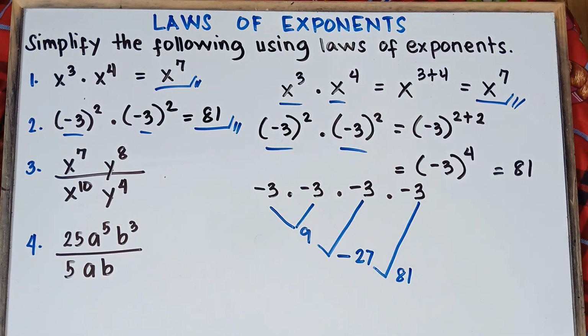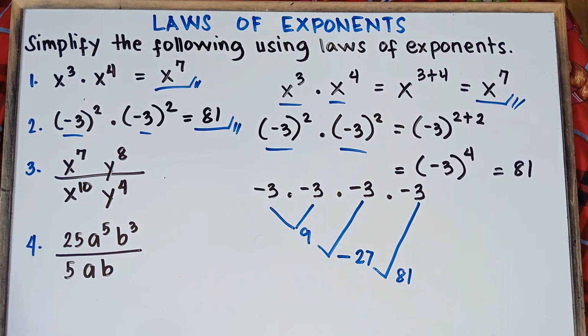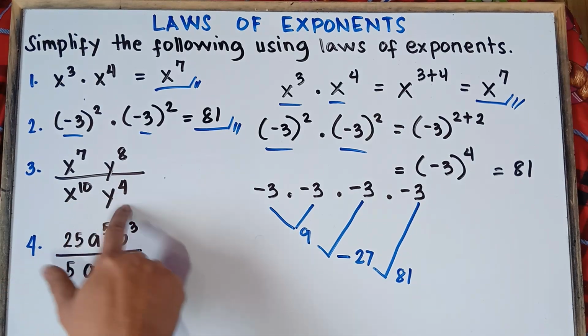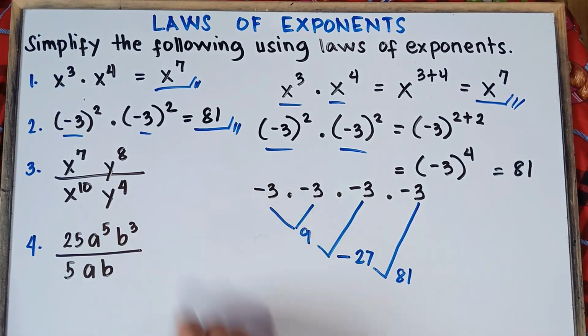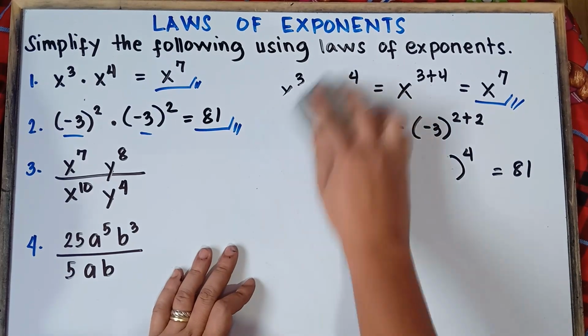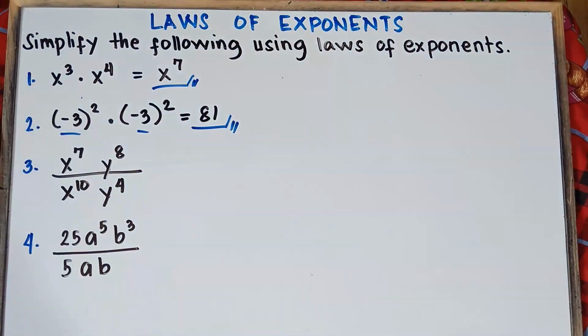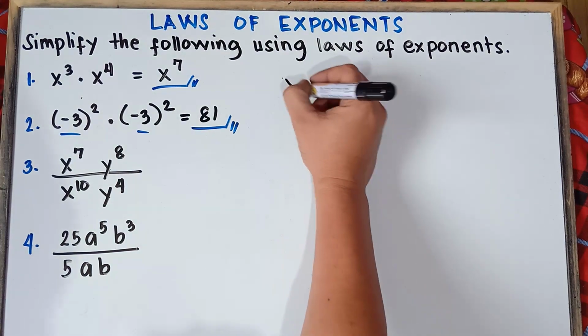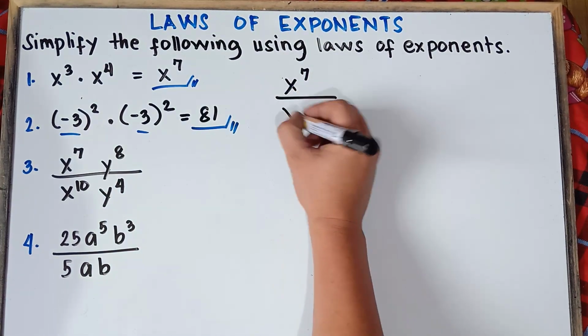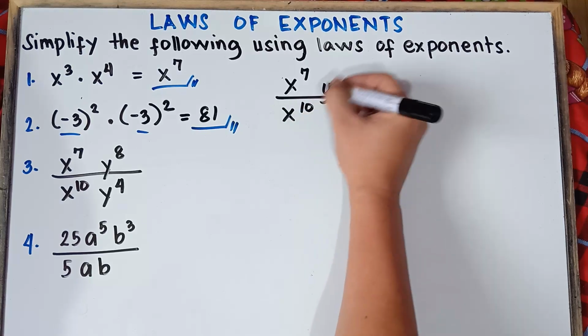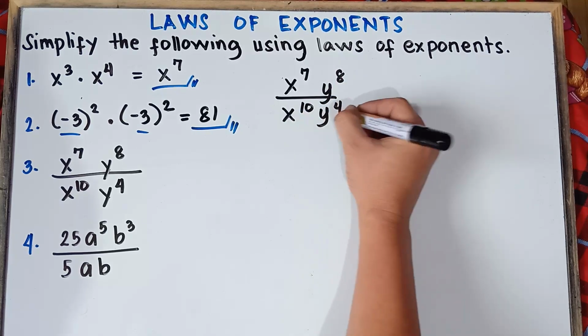Alright, let's proceed now to number 3. x raised to the power of 7, y raised to the power of 8, divided by x raised to the power of 10, y raised to the power of 4. Therefore, we can apply the quotient rule. So example number 3, we have x raised to the power of 7 over x raised to the power of 10, y raised to the power of 8 over y raised to the power of 4.